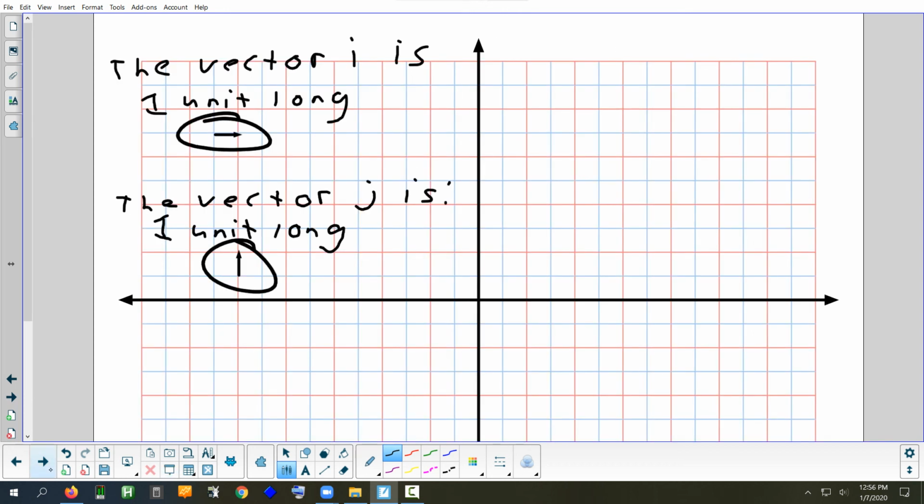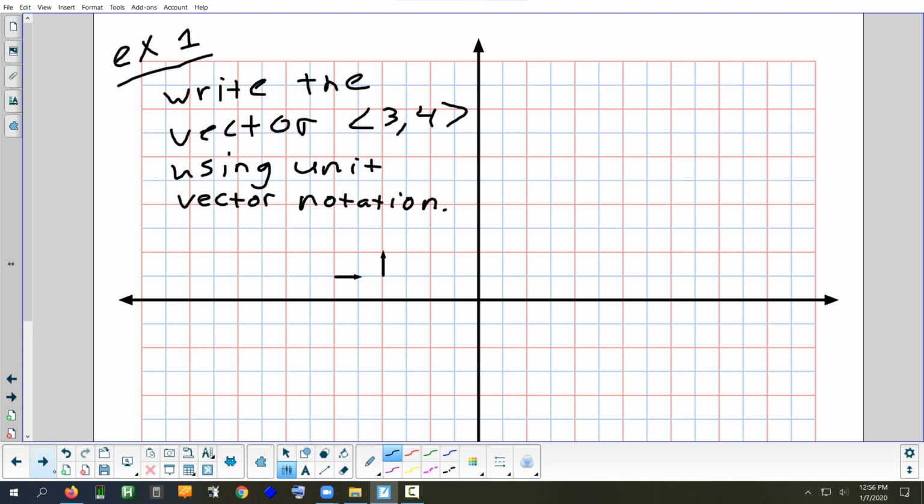So those are going to be our two Lego pieces. Those are the two pieces we have, and that's what we can stack together. So I want to build the vector ⟨3, 4⟩. Doesn't matter where you put it. Just put it anywhere. Wherever you start, go 3 right and 4 up from there. So 1, 2, 3, 1, 2, 3, 4.